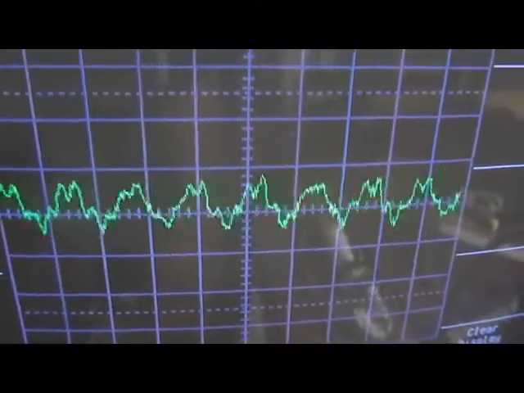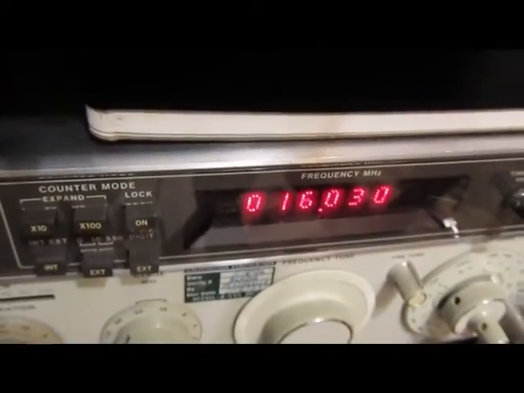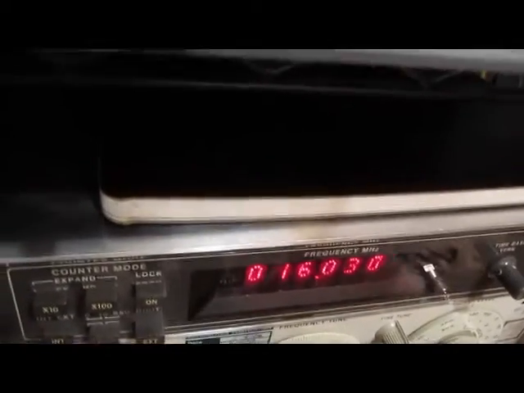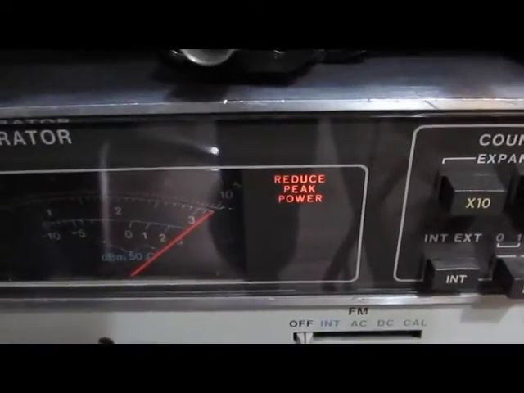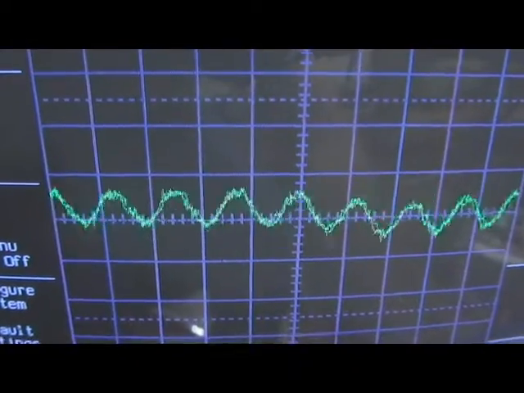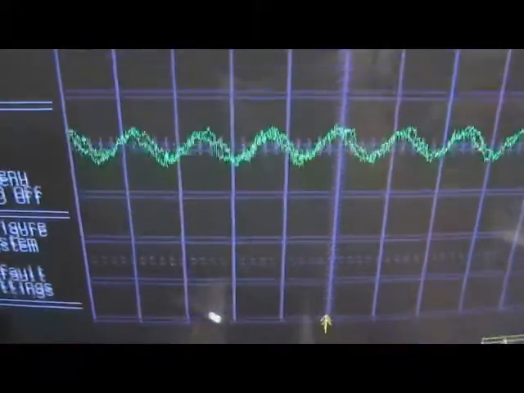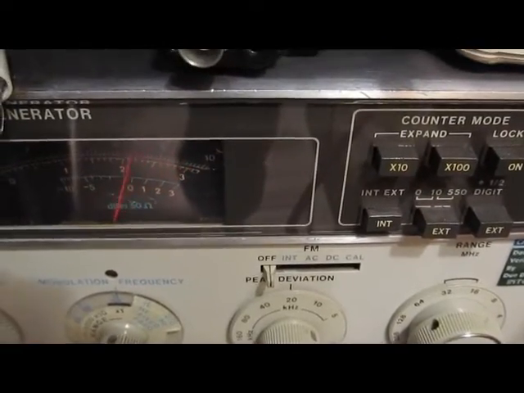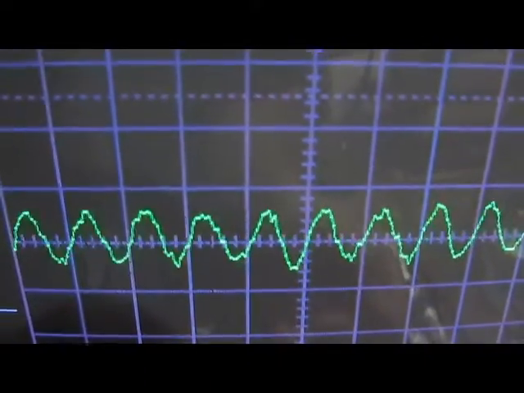Okay, this distortion is actually caused by the generator. As we run real high voltages coming out of this thing, this generator will actually distort. You can see it gives a reduced peak power. So as I adjust this thing down, see the light will go off here. Get a decent waveform out of this thing again. This is 50 megahertz here.